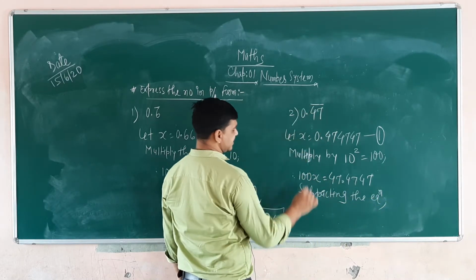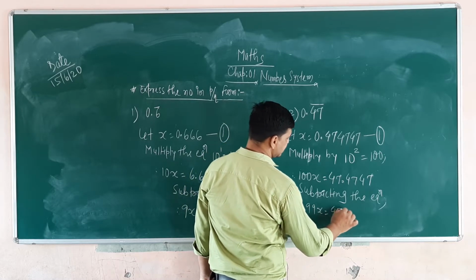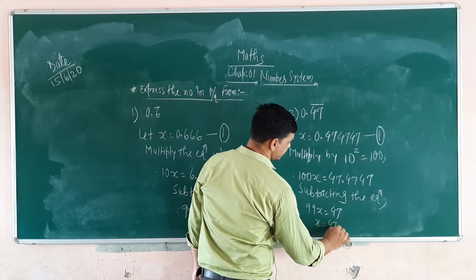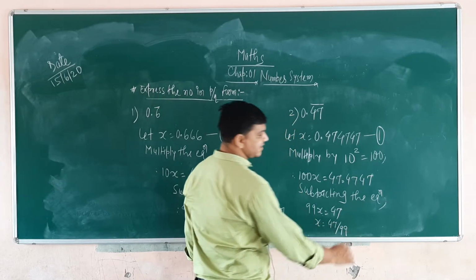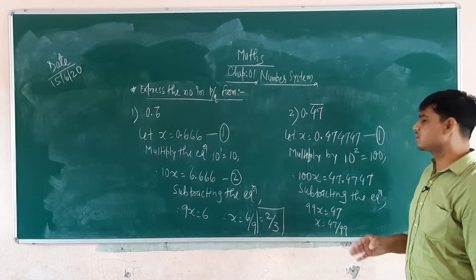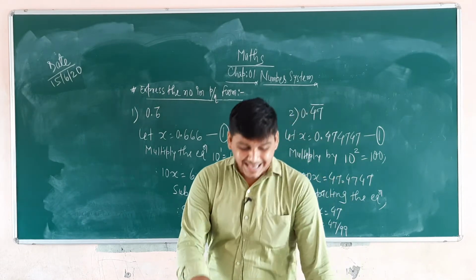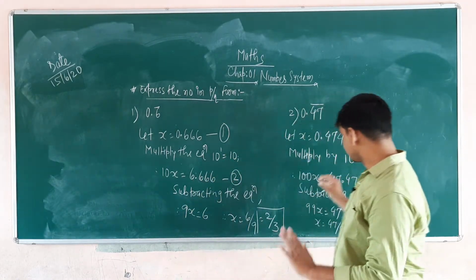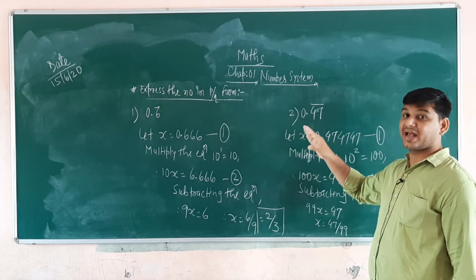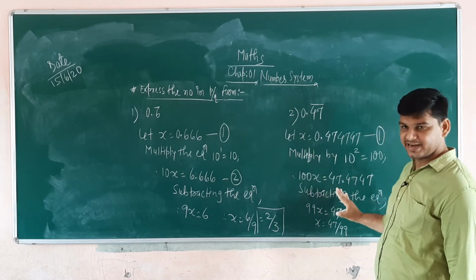Now 100x minus x, that is 99x, is equal to 47 minus 0, 47. So x equal to 47 upon 99. So that is the simple form, x equal to 47 upon 99. Now the next question is the same, a simple question. In the next question, I will just change the bar sign. I will use only one sign. Simple question, it is very easy.